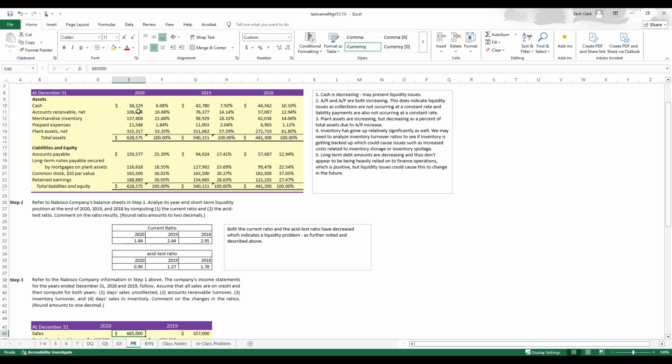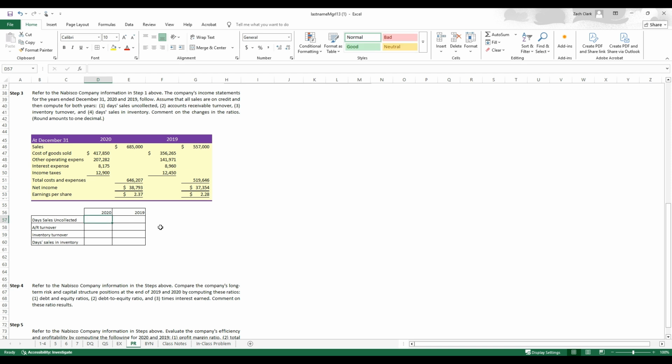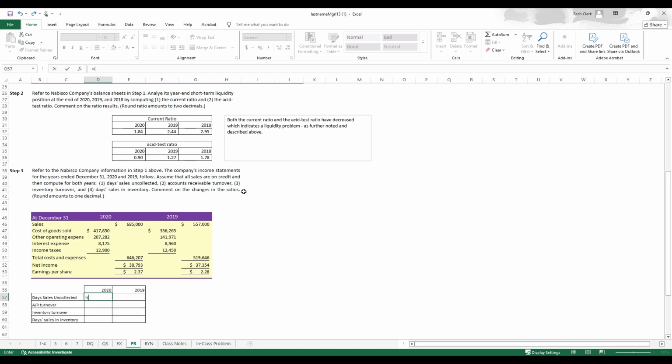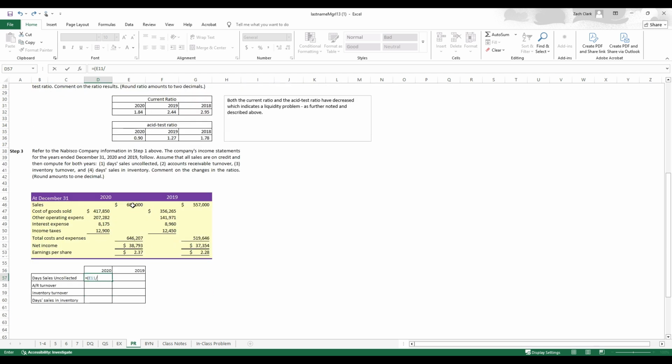So when we're looking for what we want from that perspective, we're just going to take that ending balance. And our formula for that is going to be AR divided by net sales, and then multiplied by 365 to get the number of days. So again, AR divided by sales times 365. And then let's bring that down a little bit. Round the amounts to one decimal. Okay, there you go.